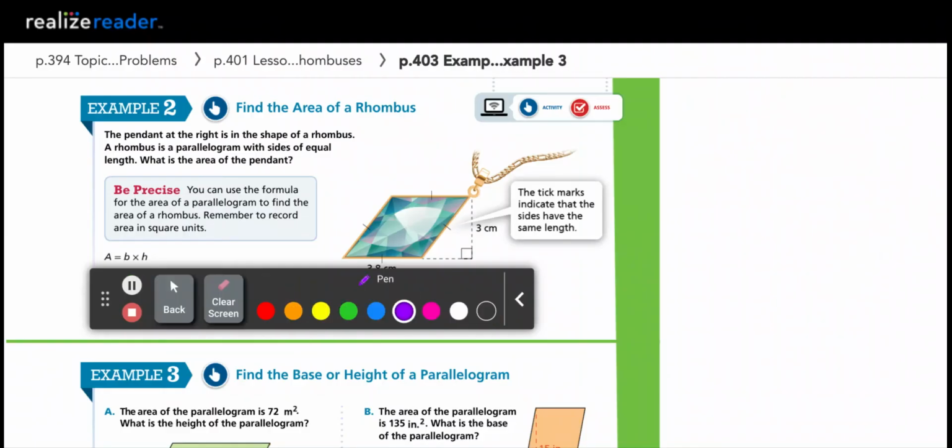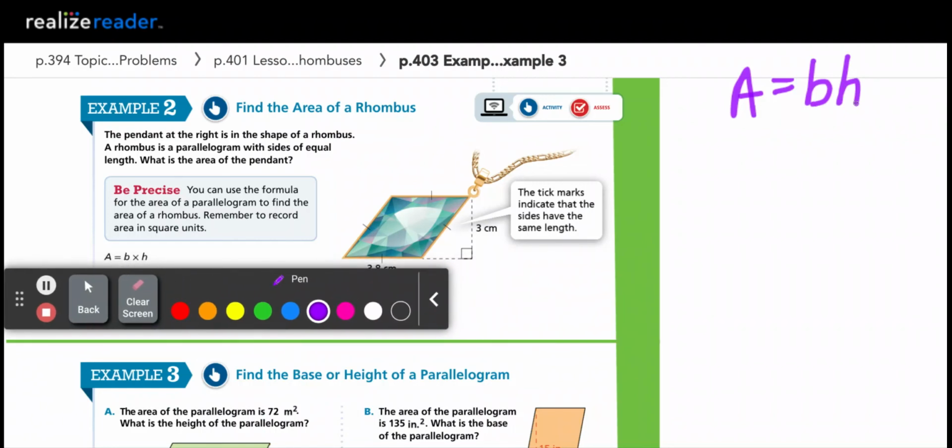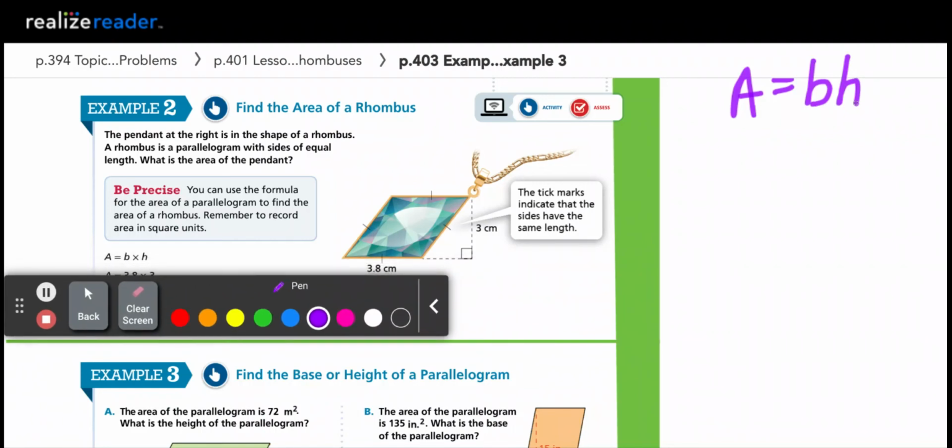Now let's look at the second example. Find the area of the rhombus. The pendant at the right is in the shape of a rhombus. A rhombus is a parallelogram with sides of equal length. What is the area of the pendant? Okay, so again, we're going to start with our area formula. Area equals base times height. Now we have to look and see, well, what information do we know? What can we plug in?